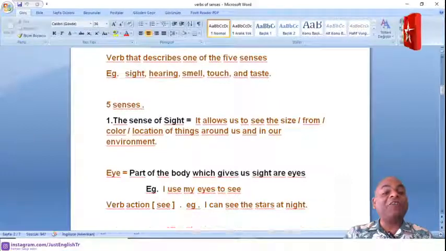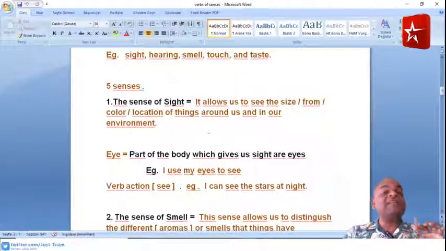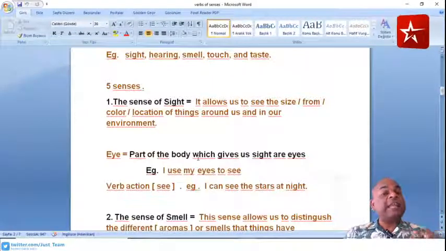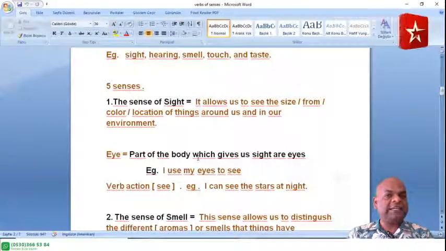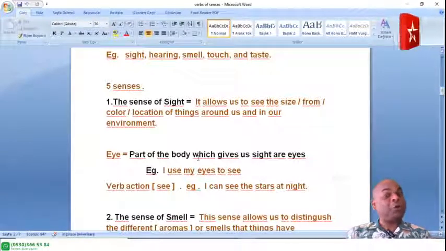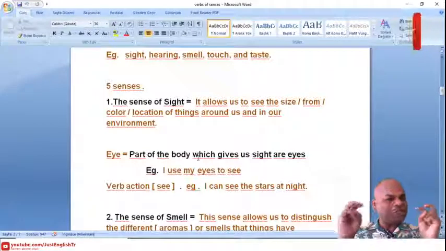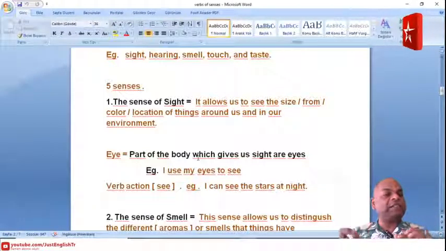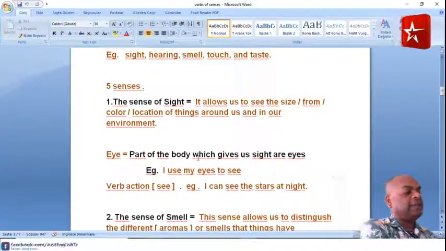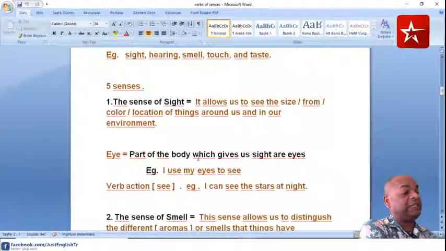Great. So, the 5 senses. Let's start with the sense of sight. Now, can someone tell me what you mean by the sense of sight? Yes, I want you to tell me. We're going to learn together. What do you mean by the sense of sight? Hey students, you can tell me what you mean by the sense of sight. Where have you gone?